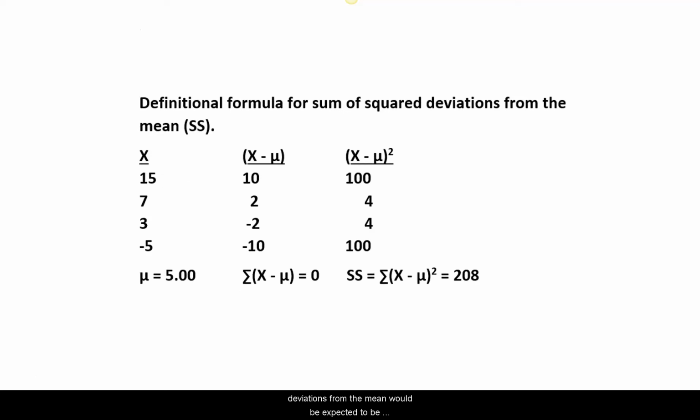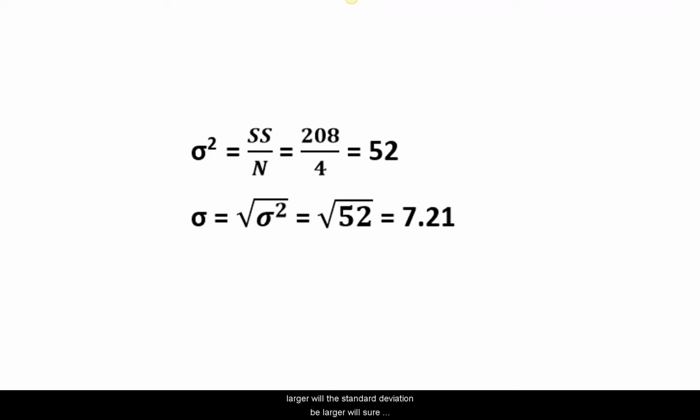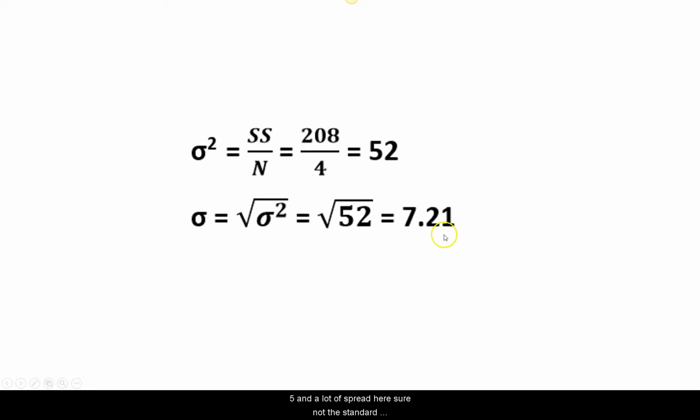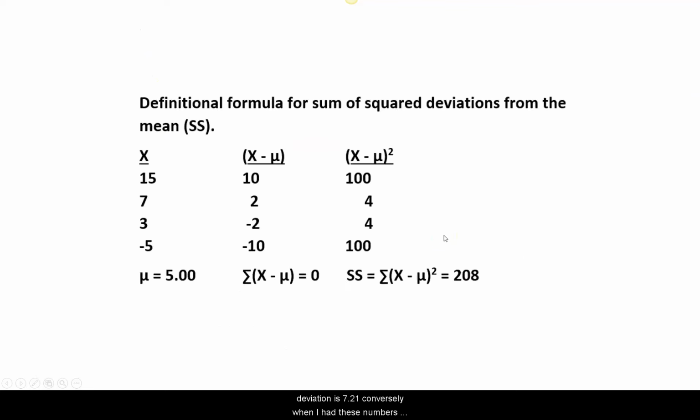Will the standard deviation be larger? Well, sure. Look, here's my variance at 52. I got that huge sum of squares at 208 divided by 4. That's 52, and of course the square root of that, using a calculator, 7.21. So as expected, when I had a group of numbers that have a lot of spread between them, although they have a mean of 5, there's a lot of spread here. Sure enough, the standard deviation is 7.21.